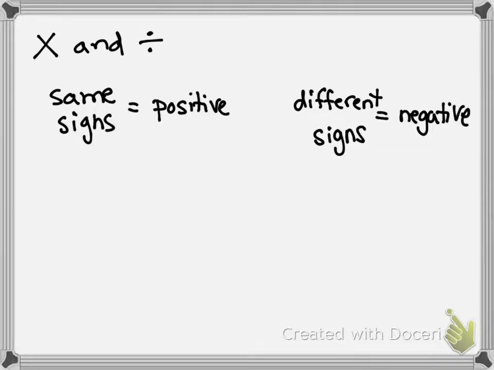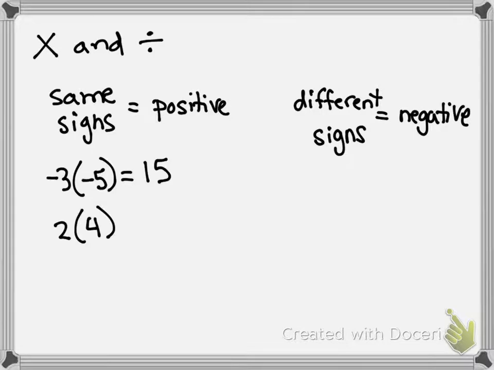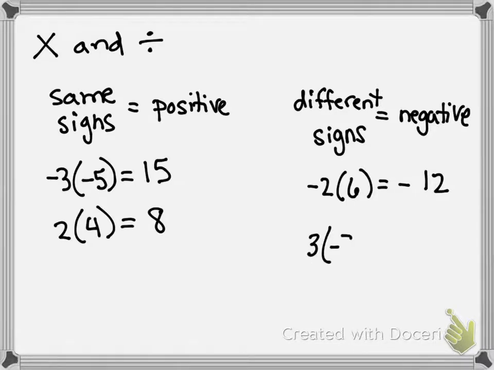So if I have negative 3 times negative 5, I have same signs, so the answer is going to be positive 15. If I have 2 times 4, they're both positive, the signs are the same, so I'm going to have positive 8. If I have negative 2 times 6, the signs are different, so it's going to be negative 12. If I have 3 times negative 7, the signs are different. Again, the answer is going to be negative. 3 times 7 is 21.